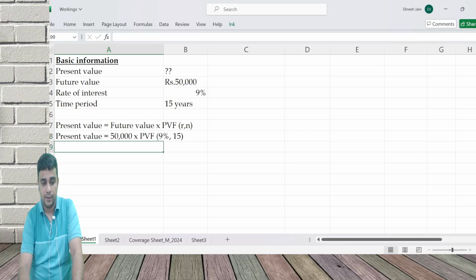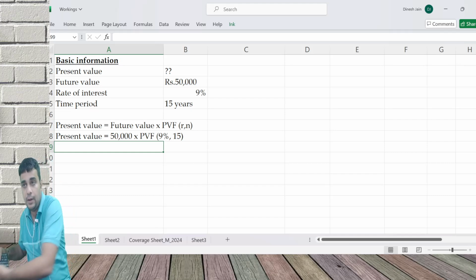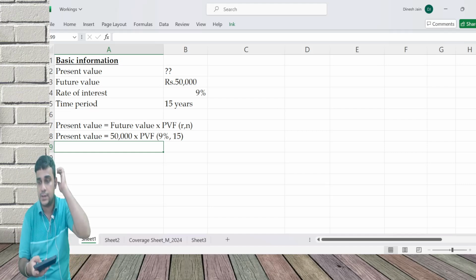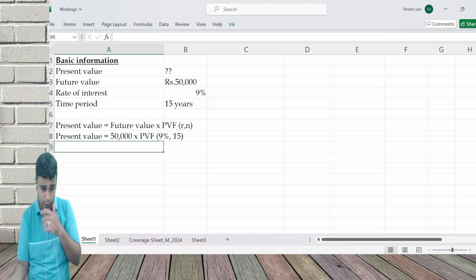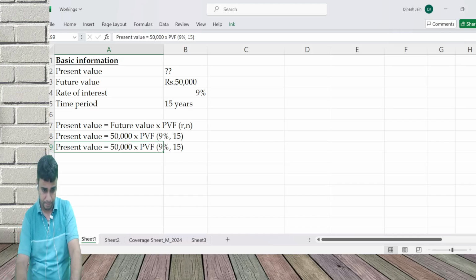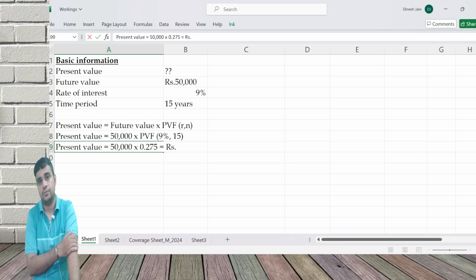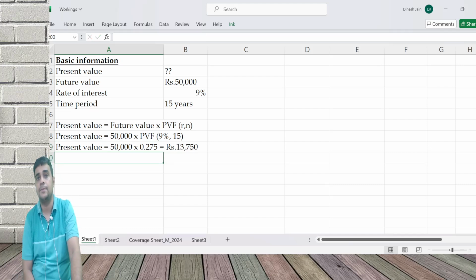9% comma 15 years. In the calculator, 1 divided by 1.09, 1 divided by 1.09 equal to first year, second, third, fourth, fifth, sixth, seventh, 8, 9, 10, 12, 13, 14, 15. What's the number you get? 0.275. So 13,750. Any doubts on this?